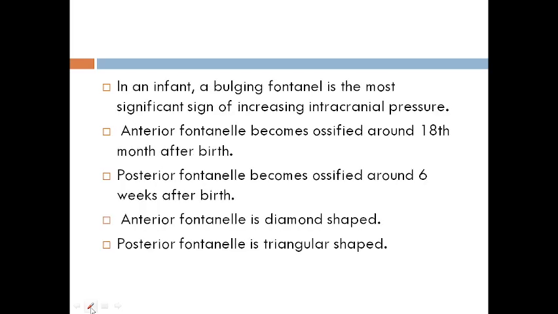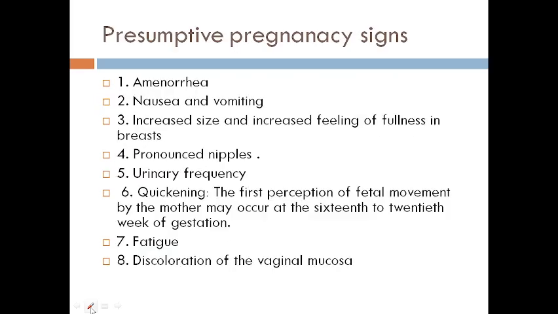When the infant has increased intracranial pressure, the sign is bulging fontanelles. Anterior fontanelle becomes ossified around 18 months after birth. Posterior fontanelle becomes ossified around 6 weeks after birth. Anterior fontanelle is diamond shaped. Posterior fontanelle is triangular shaped.